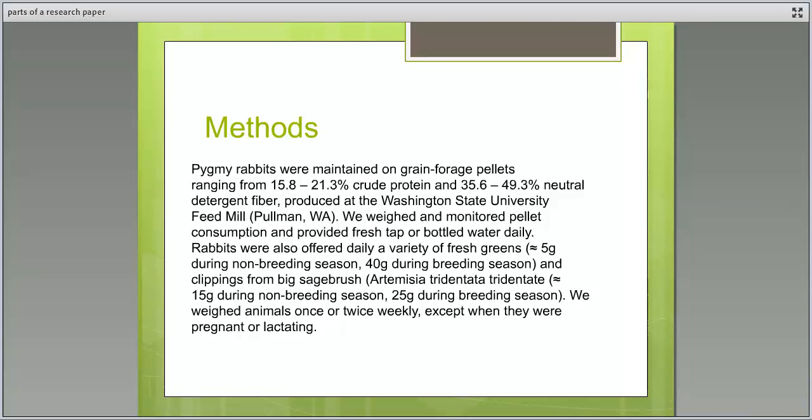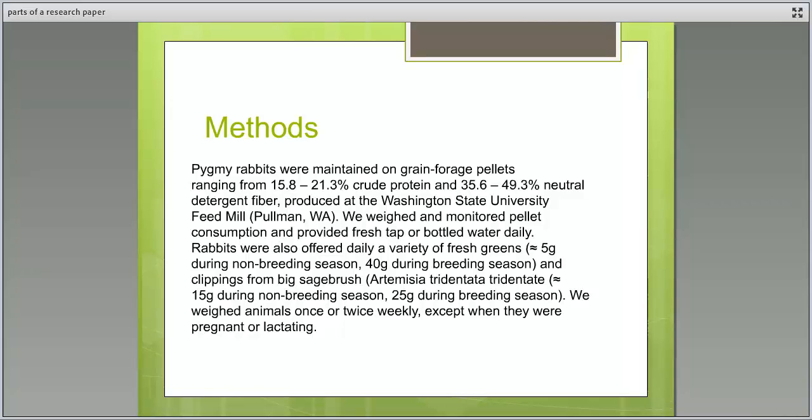Pygmy rabbits were maintained on grain-foraged pellets ranging from 15.8 to 21.3% crude protein and 35.6 to 49.3 neutral determined fiber, produced at Washington State University feed mill, Pullman, Washington. We weighed and monitored pellet consumption and provided fresh tap or bottled water daily. Rabbits were also offered a variety of fresh greens, approximately 5 grams during non-breeding season, 40 grams during breeding season, and clippings from big sagebrush, Artemisia tridentata, approximately 15 grams during non-breeding season, 25 grams during breeding season. We weighed animals once or twice weekly, except when they were pregnant or lactating.